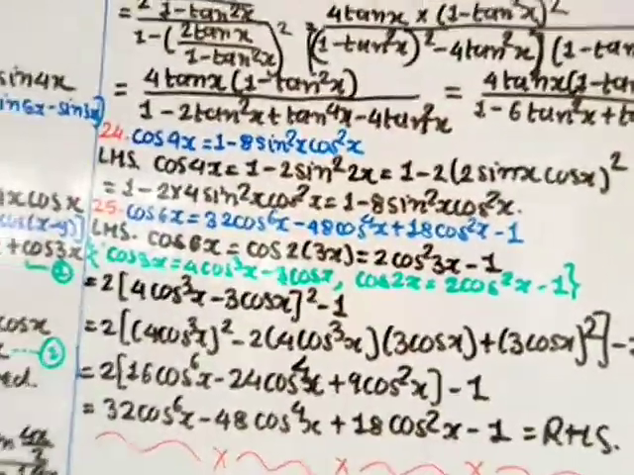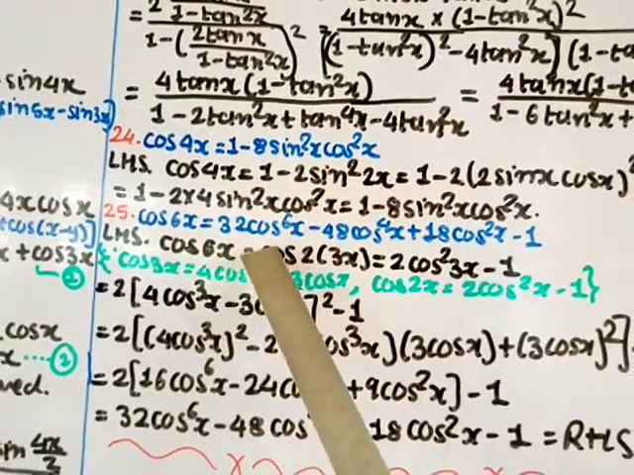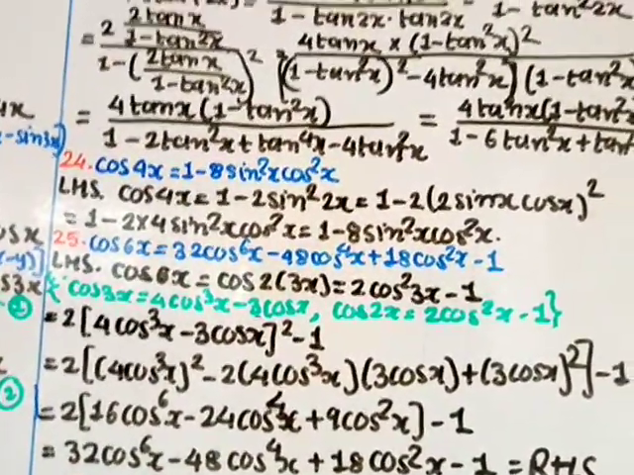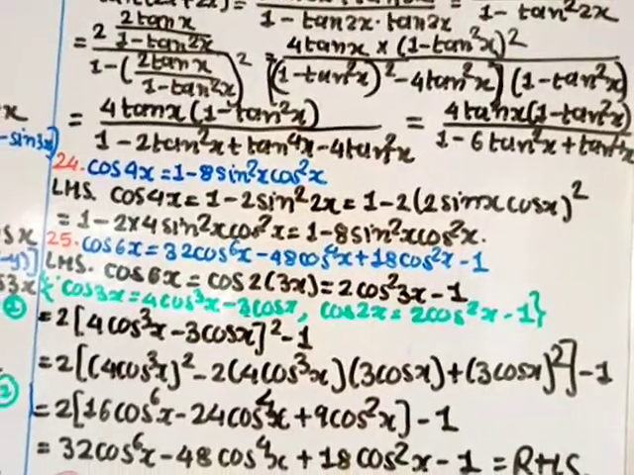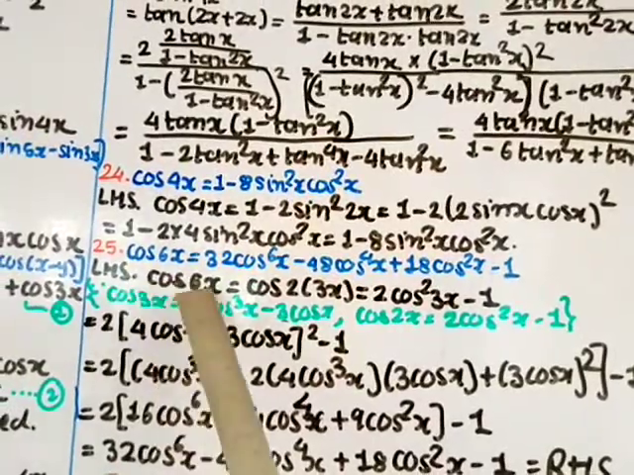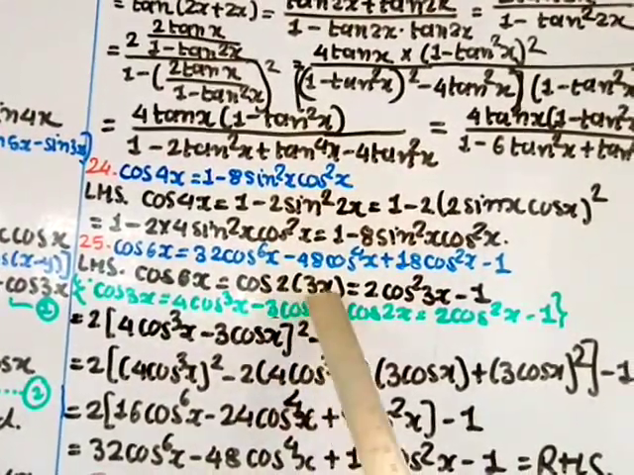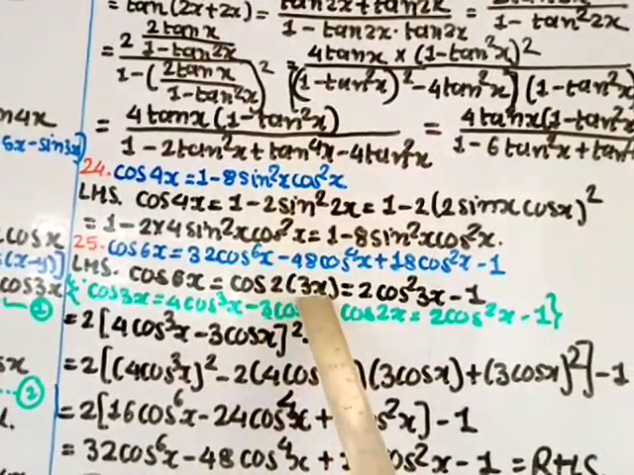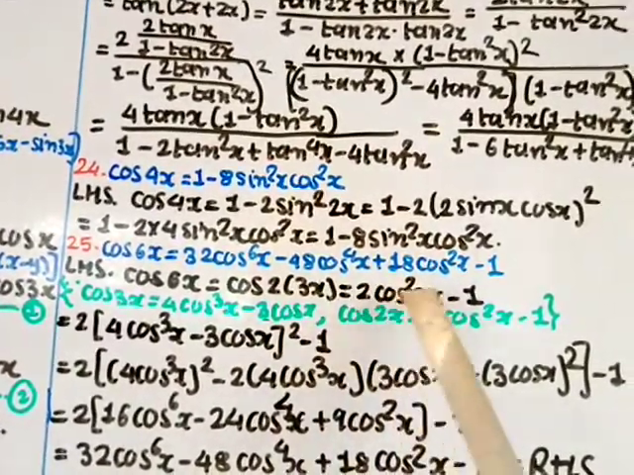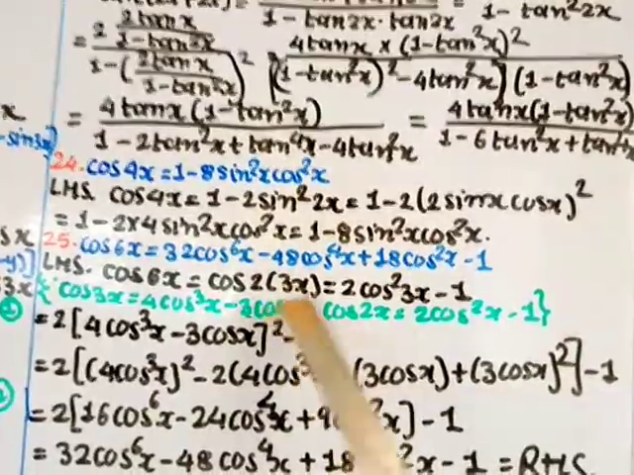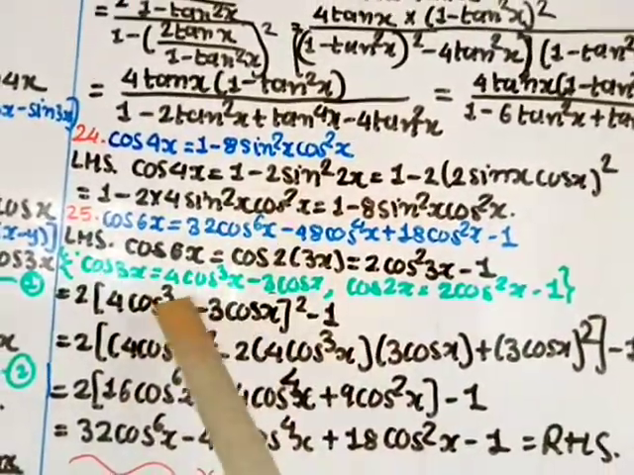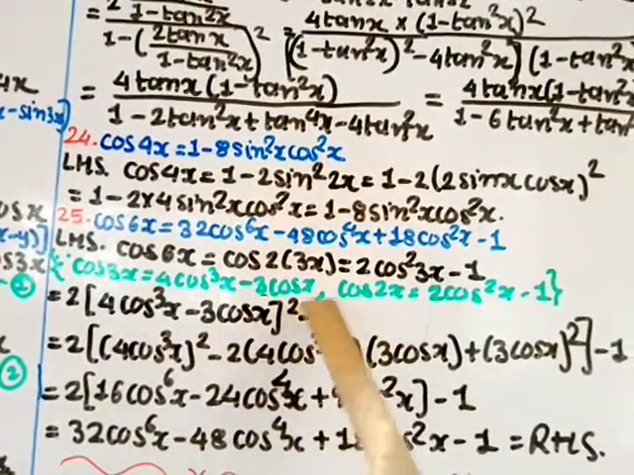Question number 25, cos 6x equal to 32 cos power 6x minus 48 cos power 4x plus 18 cos square x minus 1. Left hand side I write first, cos 6x, and cos 6x can be written as cos 2 into 3x, so 2 into 3x I can write. Now this is cos 2x form, and cos 2x form is 2 cos square x minus 1. So x is 3x, so 2 cos square 3x minus 1. Now cos 3x value also we know, that is 4 cos cube x minus 3 cos x.